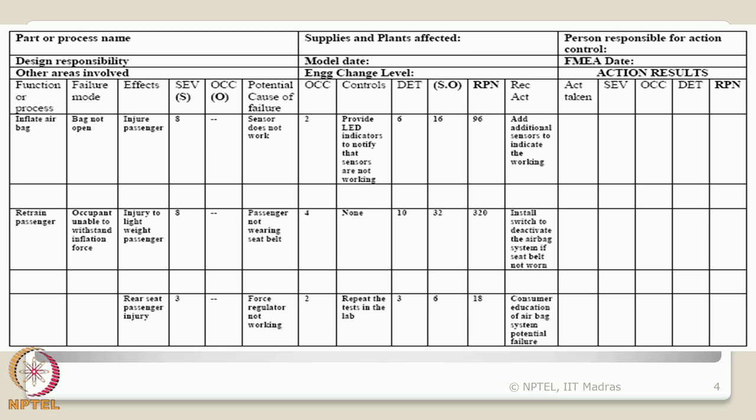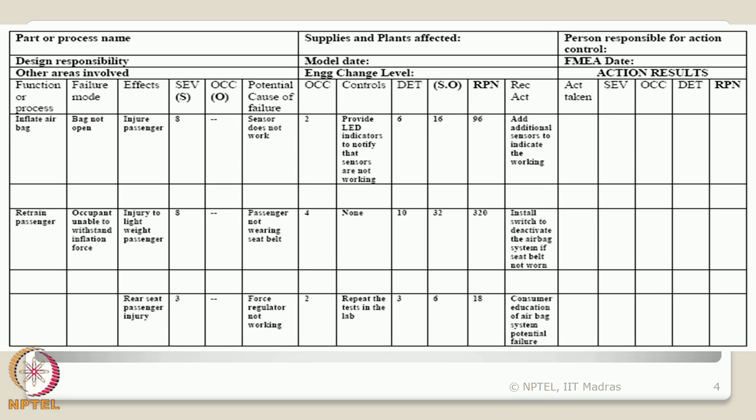The potential cause of failure: why is this airbag not opening? What could be the cause, which we can see from the cause and effect diagram. The sensors which control the opening of the airbag are not working. That is the potential cause for this failure. Sensors are checked in the design, and then we revisit this once again and say, even if sensors are present, there may be a possibility that they may fail, and the occurrence of this failure in the lifetime of the vehicle could be on a scale of 2, let us say.